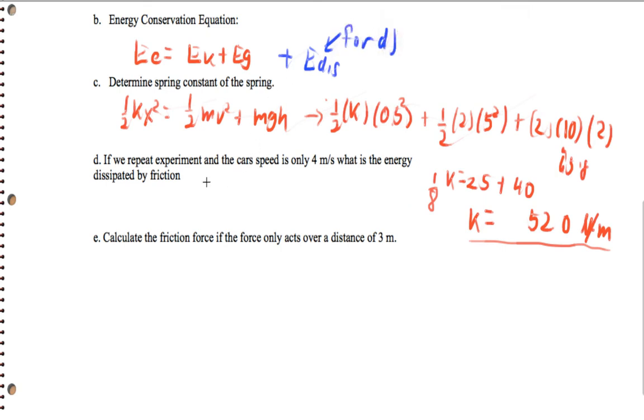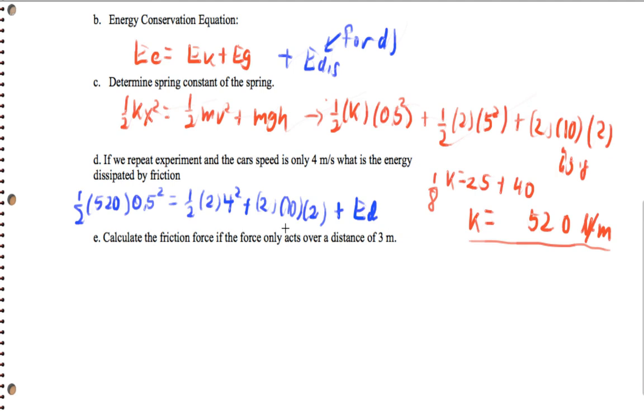And so we'll end up getting similar 1/2 times 520 times 0.5 squared equals 1/2 times 2 times 4 squared plus 2 times 10 times 2 plus E dissipated. And when we actually simplify and get E dissipated, I'll just tell you right now, I ended up getting E dissipated is 9 joules of energy.